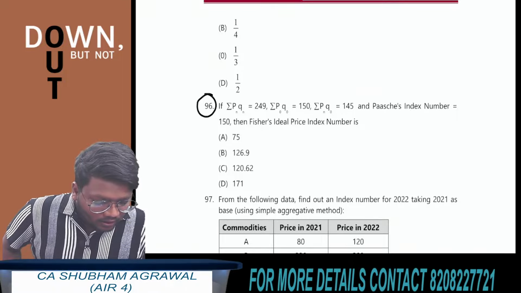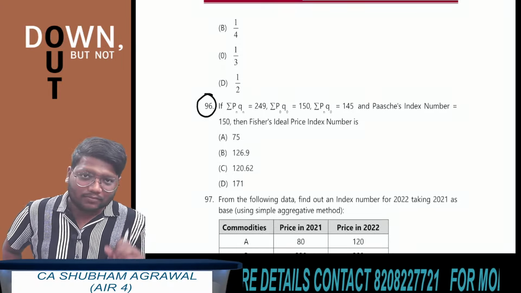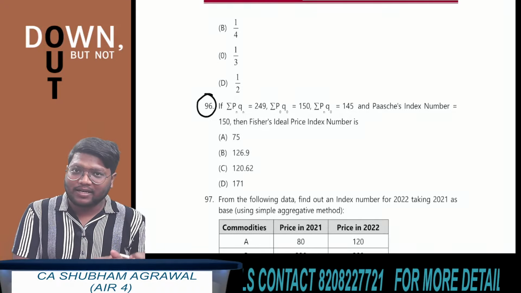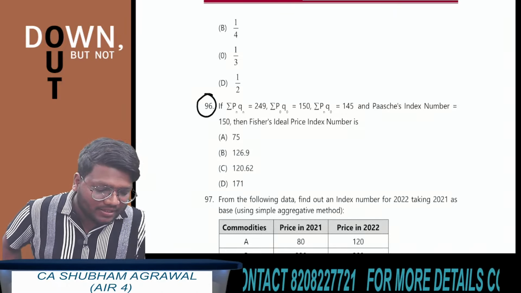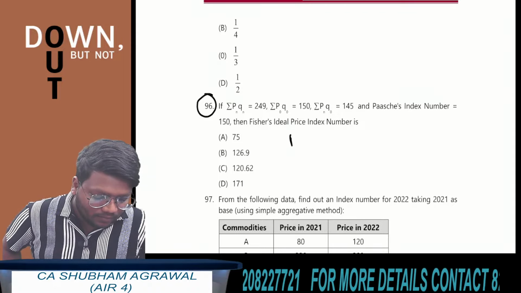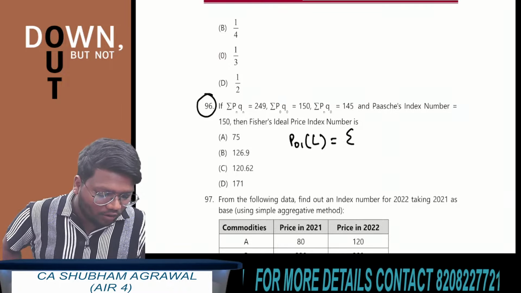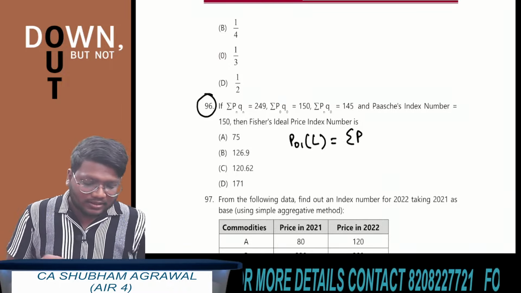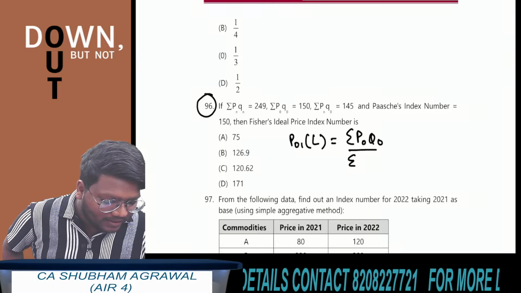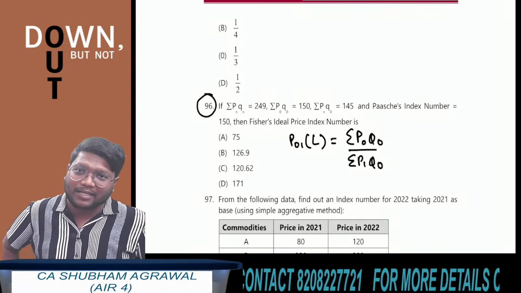So Fisher's price index number is the geometric mean of Laspeyres' price index number and Paasche's price index number. Paasche's price index number is already given, which is 150. So first we have to find Laspeyres' price index number. What is the formula of Laspeyres' price index number? Summation of P0 multiplied by Q0 divided by summation of P1 multiplied by Q0. This is the formula of Laspeyres' price index number.